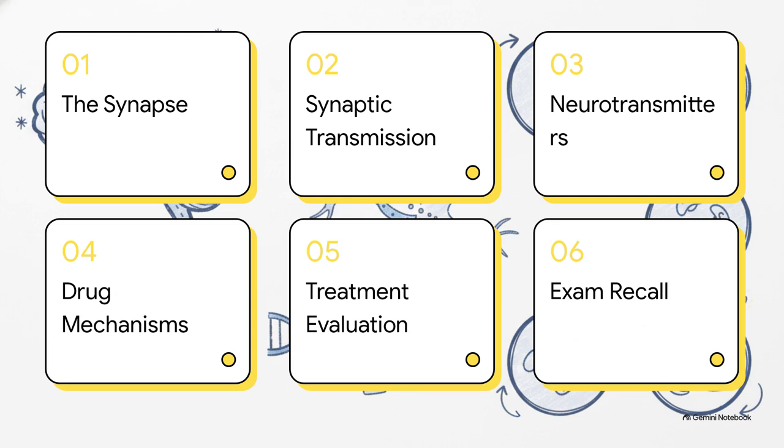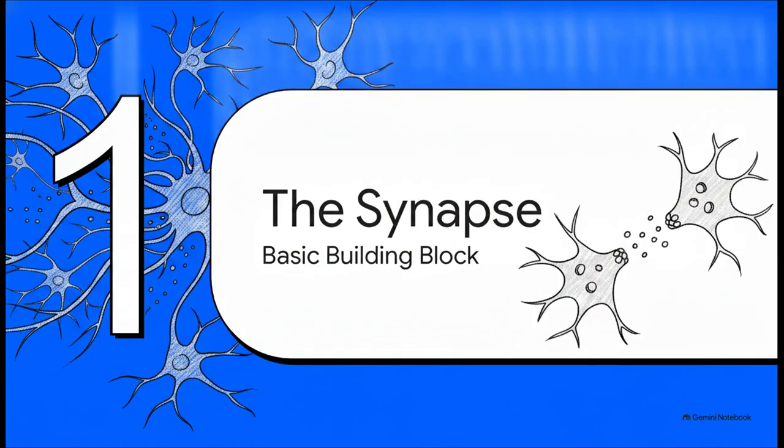Here is our roadmap for today. We'll be covering 1. The synapse, 2. Synaptic transmission, 3. Neurotransmitters and depression, 4. Antidepressant drug mechanisms, 5. Treatment evaluation, and finally, 6. Exam recall.